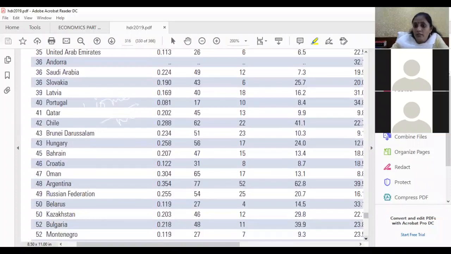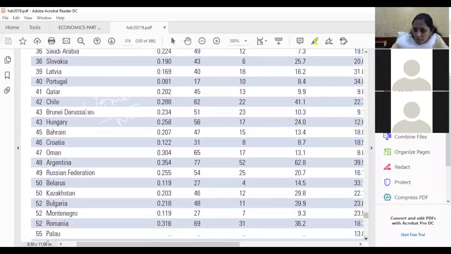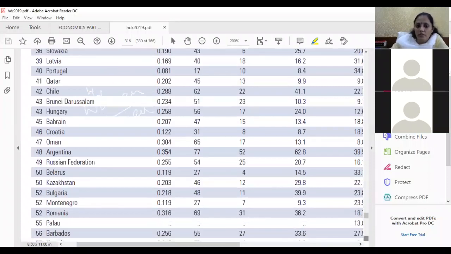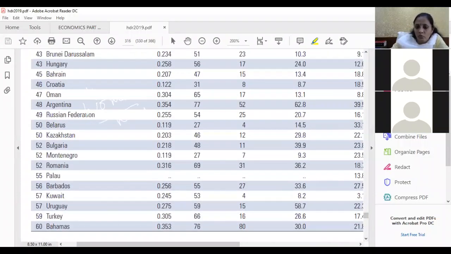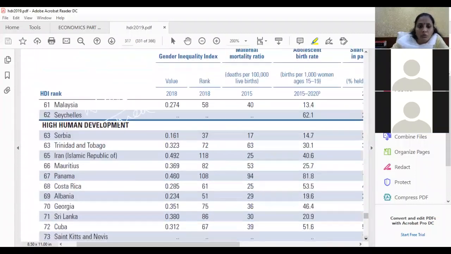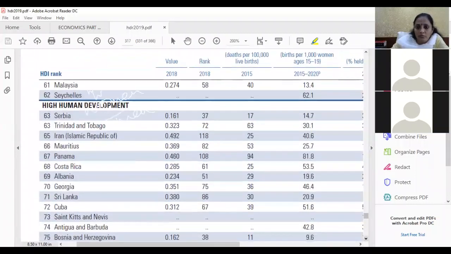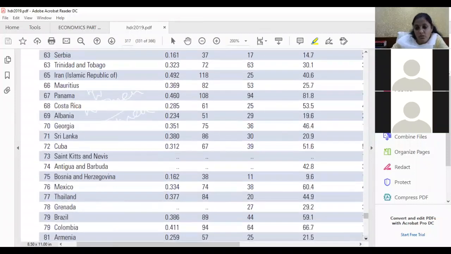So actually this adolescent birth rate is not a feature, or not a problem only for the less developed countries. Even the very high human development countries are having this problem. So that you need to understand. That's one thing which I wanted to raise to you in this table. Slowly we move on to the high development. You can see in Panama, it is 81.8 adolescent birth rate. So children are actually, girls are delivering at a very young age.